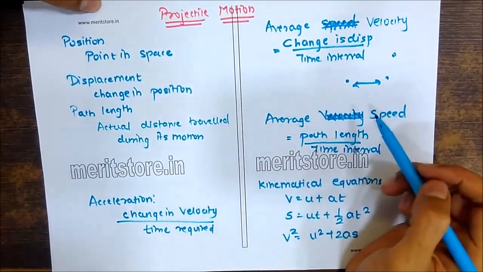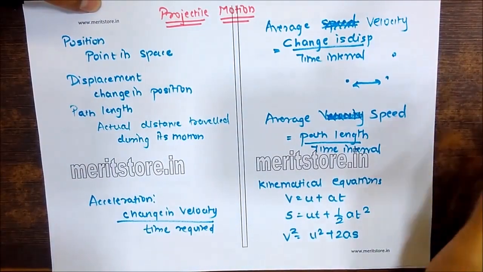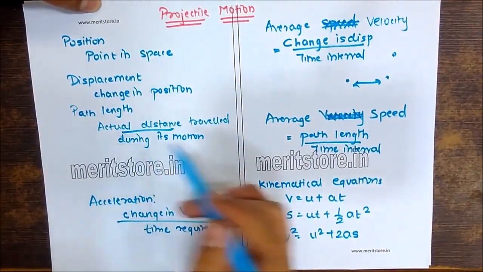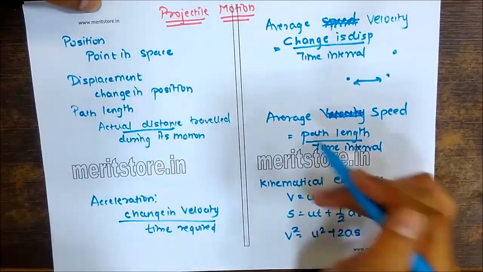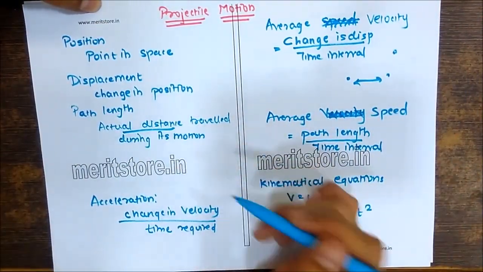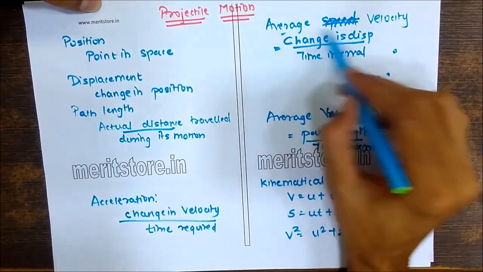Next we have the path length. Okay, the path length is the actual distance traveled by the object during its motion. Starting from the initial point to the final point, the actual distance traveled by the object is called its path length. Next we have the average velocity.